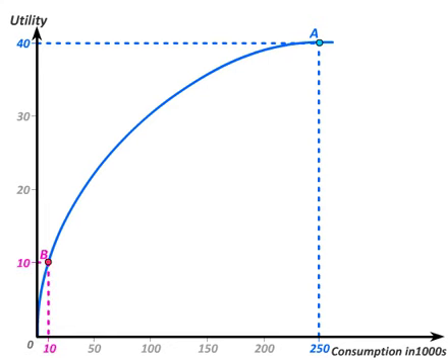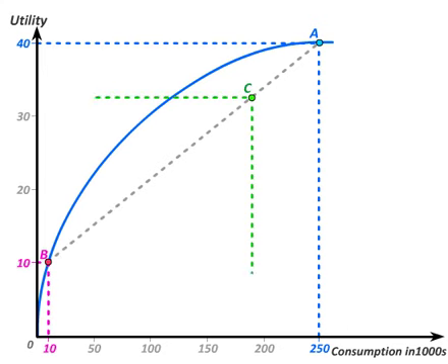over two outcomes, one that gives her a consumption level of $250,000 and one that gives her a consumption level of $10,000. She gets the $250,000 outcome with probability of 0.75 and the $10,000 outcome with probability of 0.25.